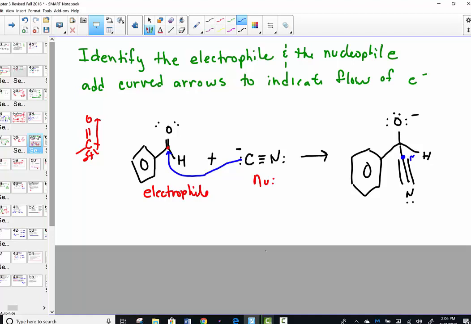So I can see the attachment between the original carbon here, and there's the triple bond to nitrogen, and this original pi bond collapses back onto the oxygen and makes the single bond over here, resulting in the negative charge. Cyanide was the nucleophile. This aldehyde was the electrophile, and we drew two arrows to indicate the flow of electrons.